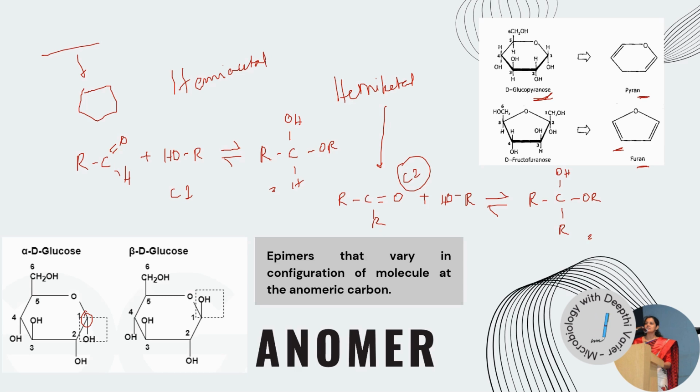So aldohexoses always form a pyranose, whereas ketohexoses like fructose can either give you a six-membered cyclic structure, that's a pyranose, or a furanose. The more common one that you would see in case of fructose or ketohexoses is usually furan rings. So furan rings are the ones that are predominant in most fructose derivatives. But even pyran rings are formed in case of fructose, which are seen free in the solution. So this is what anomer is all about. Anomer is a subtype of epimer.